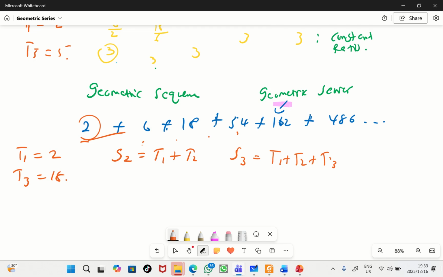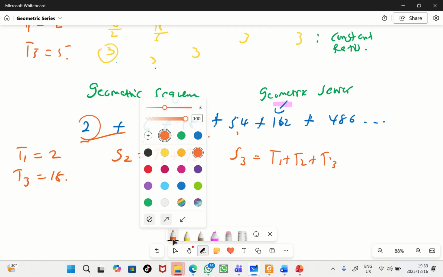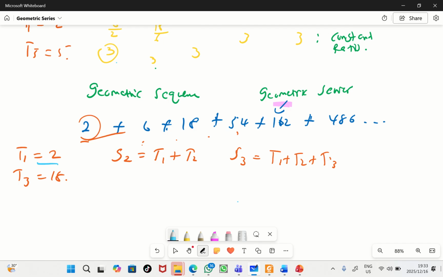So, where was I? I was showing you that T1 always means member number one of a series or a sequence. It does not change. T3 means member number three. Then S2 means the sum of the first two terms, T1 plus T2. S3 means the sum of the first three terms, T1 plus T2 plus T3. T4 would be the fourth term.